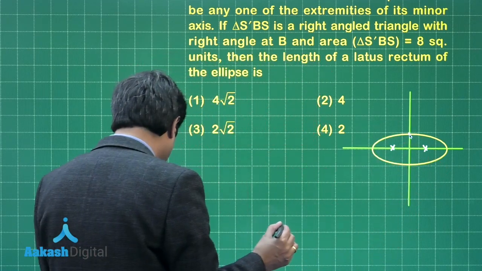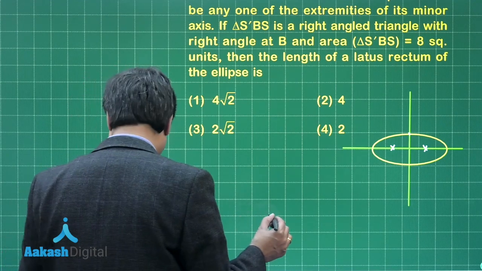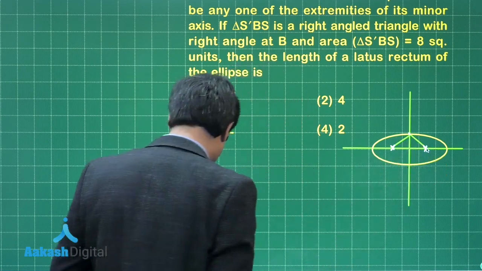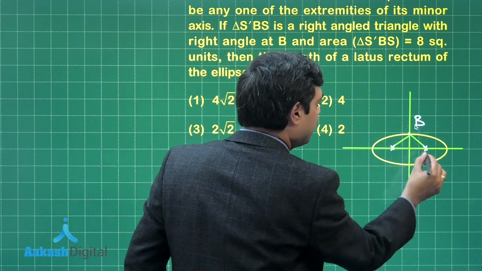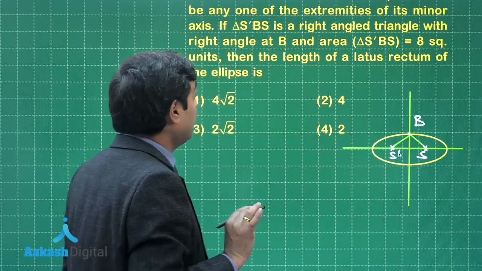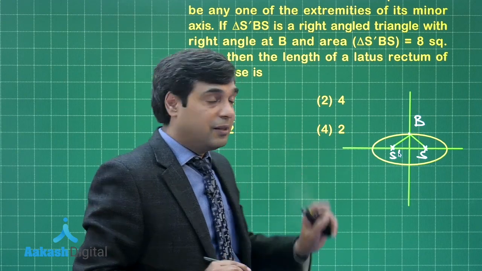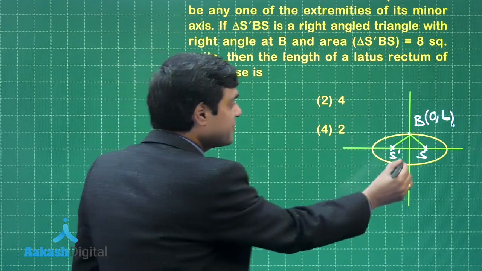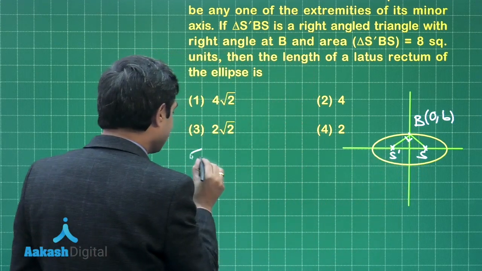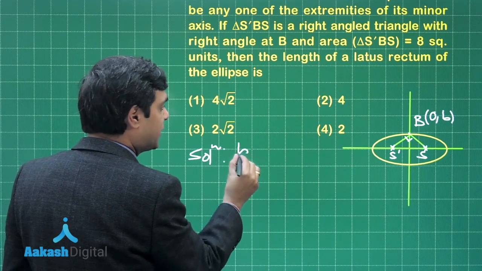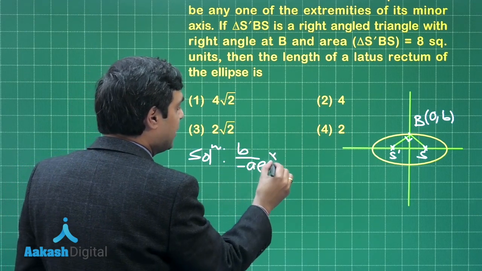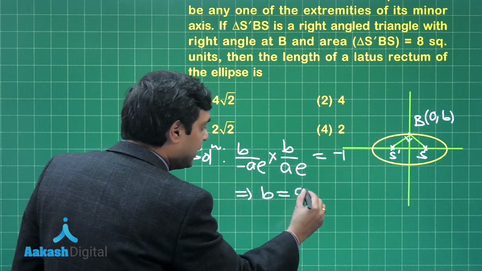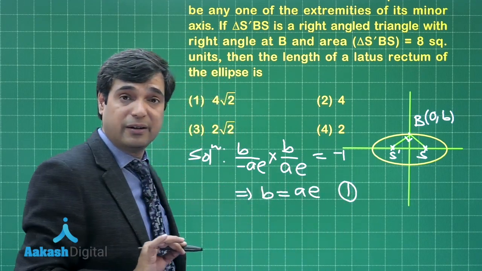Now, area of the triangle. So, let us first draw the triangle here, this one and this one, right. Let us mark the points. This is B, S, S dash. We know the coordinate for B, that is 0 comma B. Coordinates for S and S dash, it is given, this is a right angle triangle. So, let us start. Product of slopes, that is B upon minus AE into B upon AE is minus 1, giving you B equals AE as one equation, right.